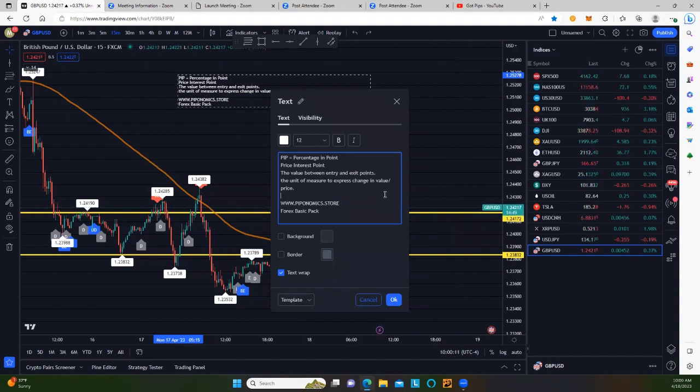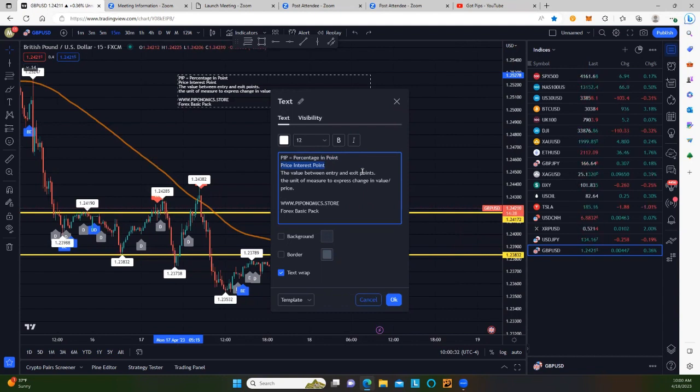Well, one, we know that it's a percentage in point. That's one definition that I've heard of what PIP stood for, the acronym. And then we also heard price interest point. They both are being used interchangeably in the Forex world, stock world, crypto world.